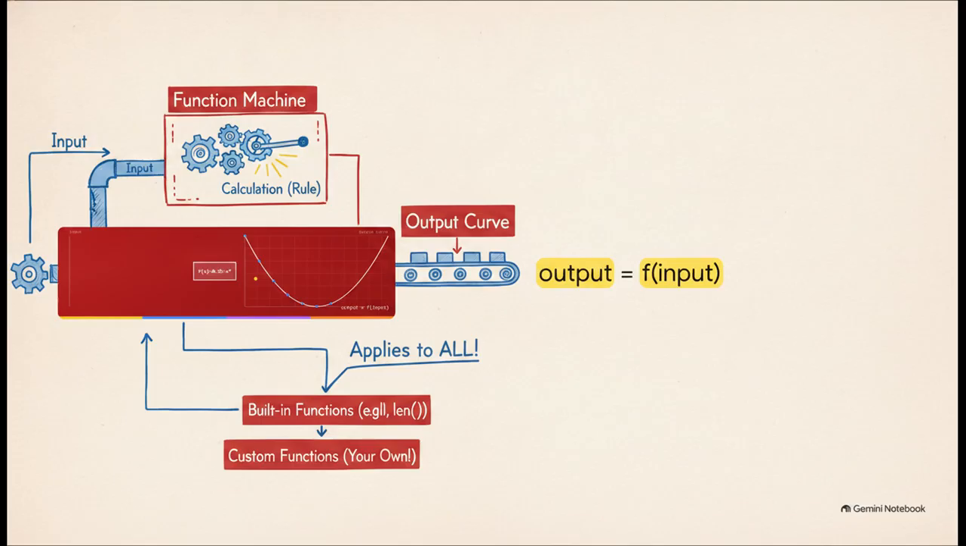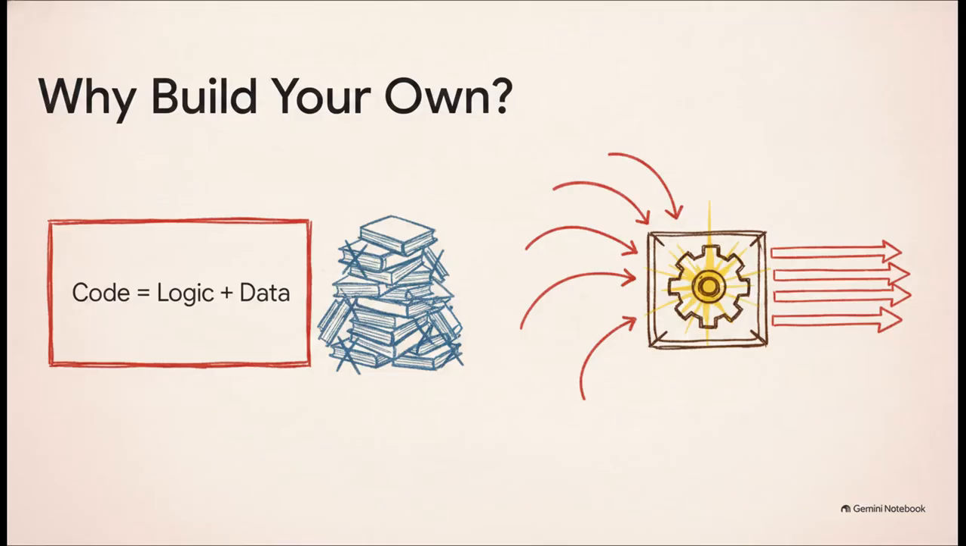So, what are we actually building here? Well, a function is nothing more than a simple machine. You feed it a specific input, a specific calculation happens inside the box as the rule, and then it spits out a specific output. And honestly, the incredible thing here is that those built-in tools you already rely on every single day are the exact same kind of object as the ones you're about to write yourself. Which brings us back to that question. Why build your own machine rather than just borrowing someone else's?